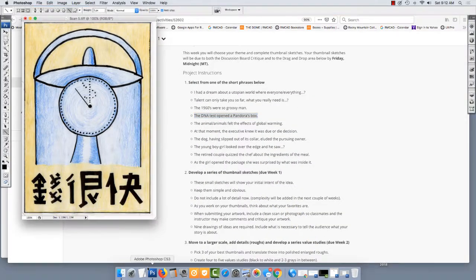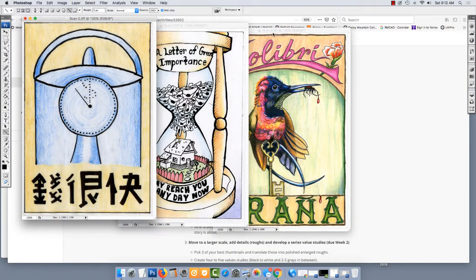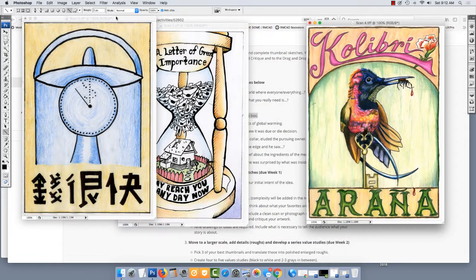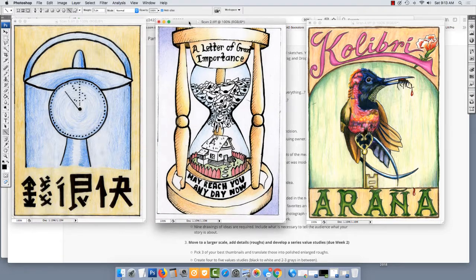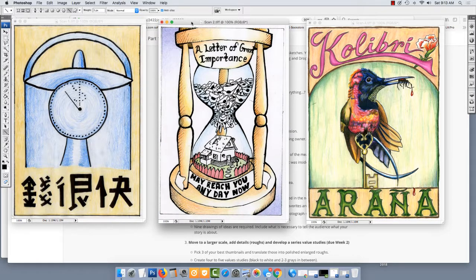Okay, so let's get back to what we are working on, which is the fortune cookie assignment. Now, the fortune cookie assignment is very cool. I give it to my on-ground classes, and in this class, you don't need to put the text in, but I'm trying to work with, this is a beginning design class at a junior college. And this artist put, a letter of great importance may reach you any day now.